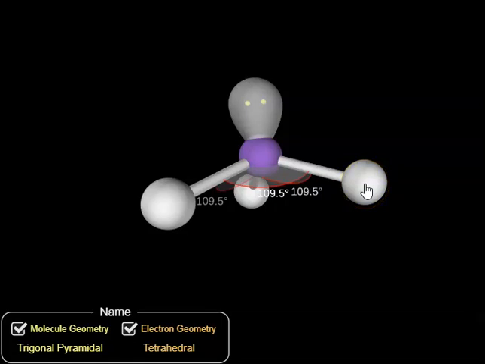A classic example for this one is ammonia, NH3. Other examples would be PCl3, PF3, PH3, NCl3, NF3. They all form this trigonal pyramid shape. Okay, so that's a really, really common shape.